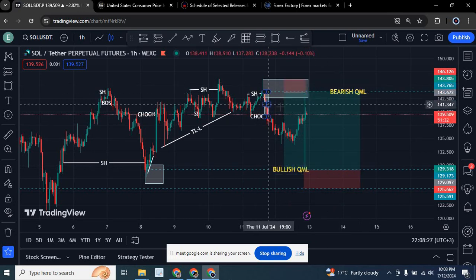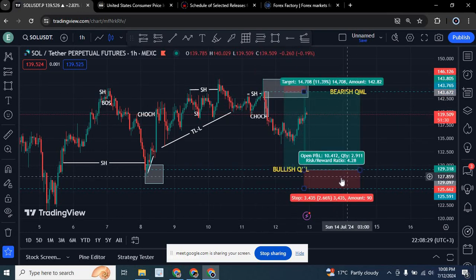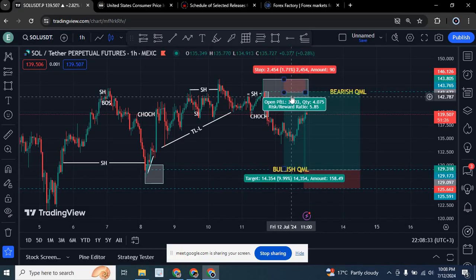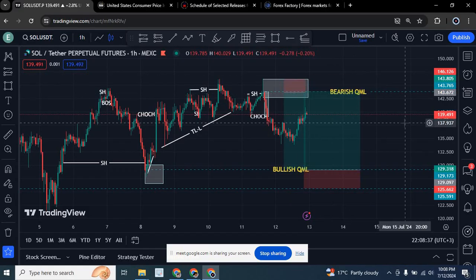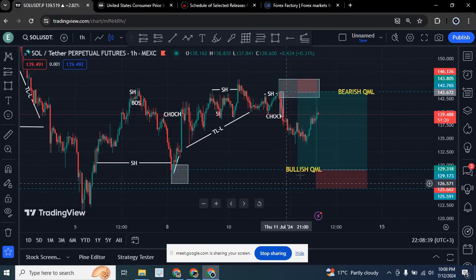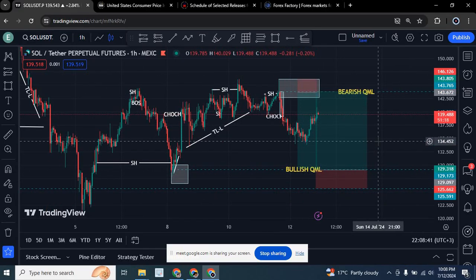The bearish QM for this person is their entry, but it is the take profit for this person, and vice versa. The bullish QM for this person who is shorting is the entry for this person who is longing. So just the same thing. You can have two different points of views on the same market.